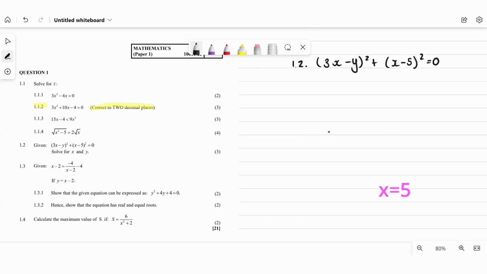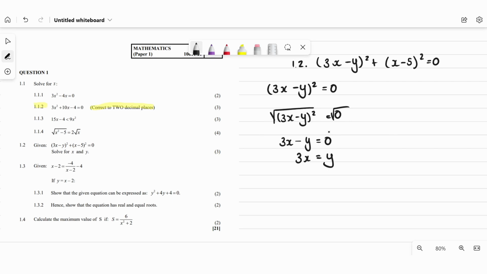So now we're on 1.2. The thing that you need to do is take this one and equate it to 0, and this side and equate it to 0. So let's start with this one. When we equate it to 0, I'm going to first solve it. We're going to square root both sides. The square root of 0 is going to be 0, and this one is going to cancel the square. Then we're going to take the y to the other side. You're going to leave this like this for now. Then we're going to take this one and equate it to 0 too.